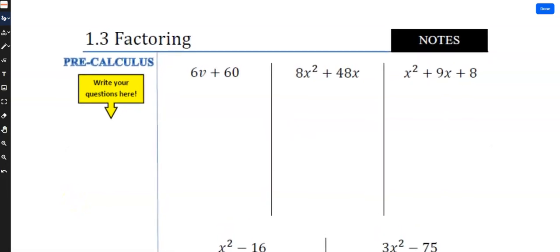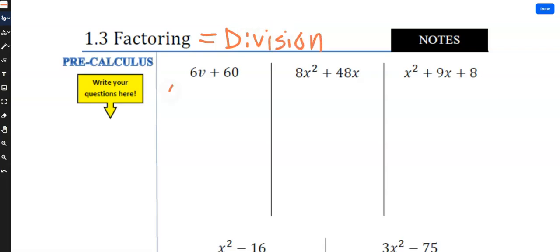All right, a little bit of a trip down memory lane here for factoring. We know that factoring is the same thing as division. And you always look for a greatest common factor first, and I should back up.